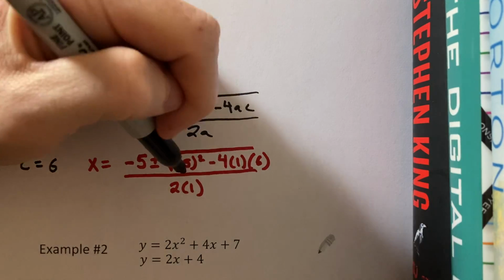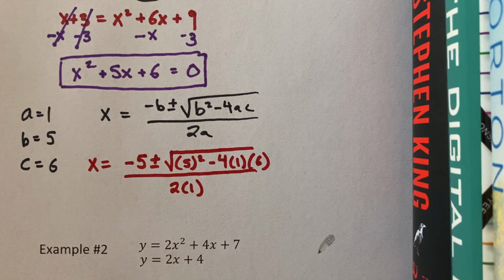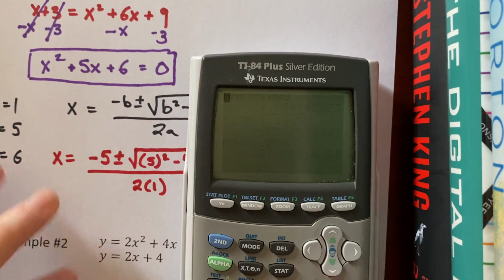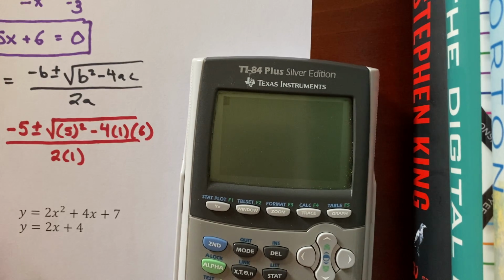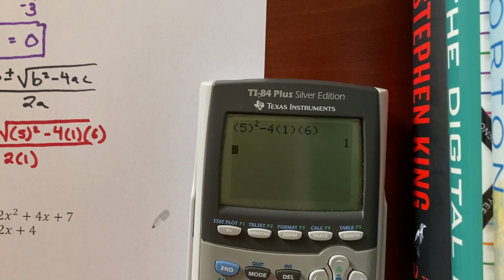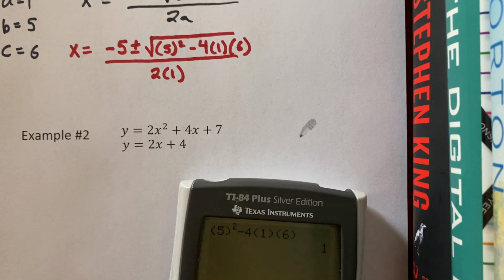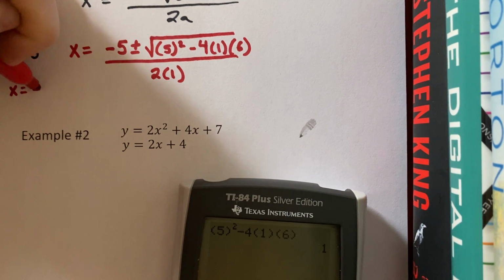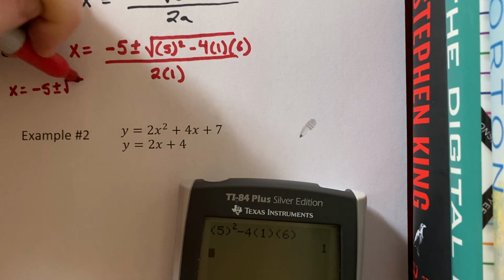So I'm going to take this in. We can use our calculators, which I have somewhere on my desk here. Oh, here it is. I'm typing in everything under the square root. Do not type in the square root. So I got 5 squared minus 4 times 1 times 6, and I get 1. So this thing simplifies down quite nicely. It's going to be x equals negative 5 plus or minus the square root of 1.